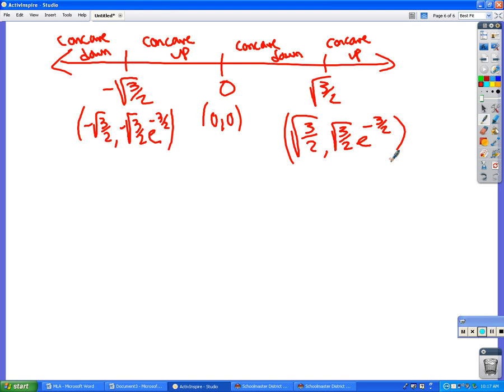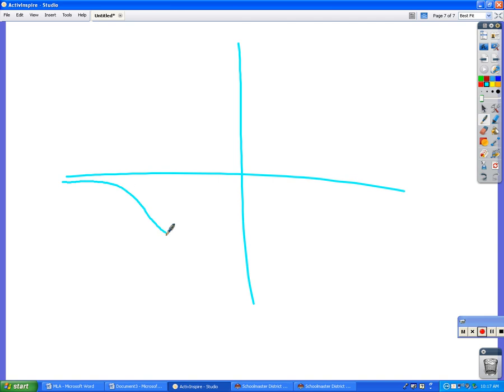Okay, and then the last one skips a curve. How are we going to know where these points are? You have a scientific calculator available to you. Negative root 3 over 2 e to the... By looking at the graph, you know where it's concave up, concave down.